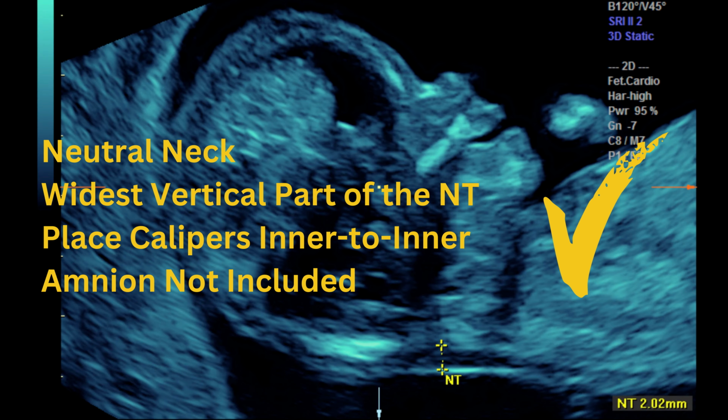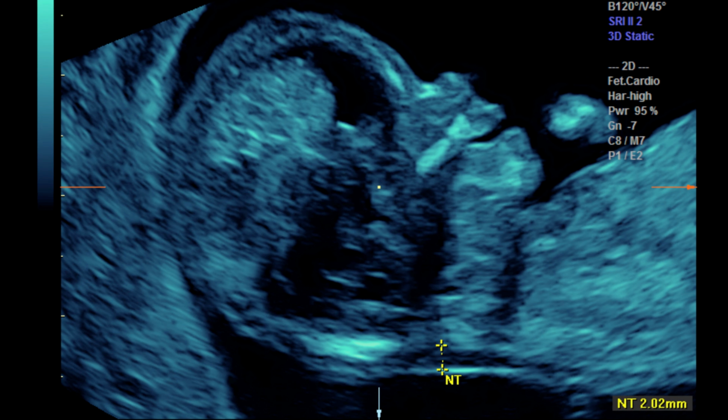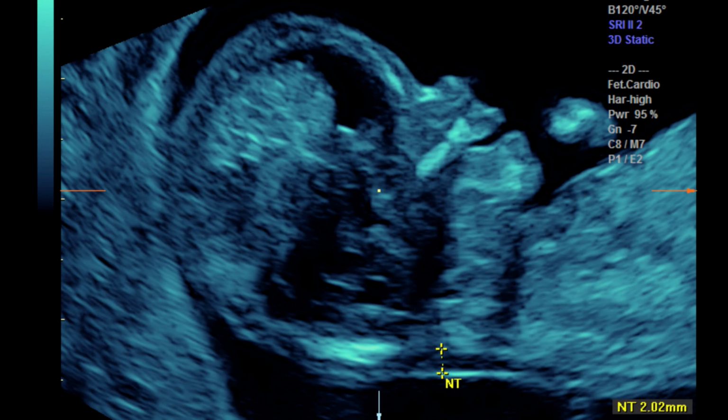of the NT, and place your calipers in-to-in on the inner borders of the white lines, making sure you're not measuring the amnion. If you do just that consistently, your NT values will stop bouncing all over the place. Let me quickly show you the most common ways people mess this up, so you can spot them immediately.